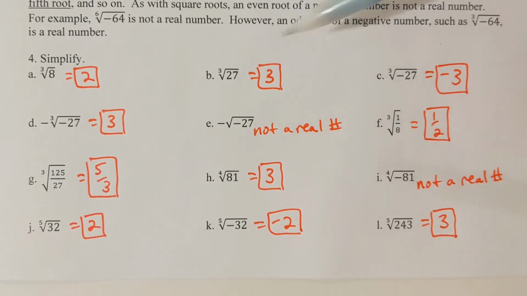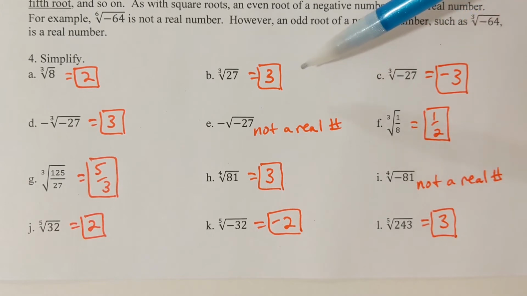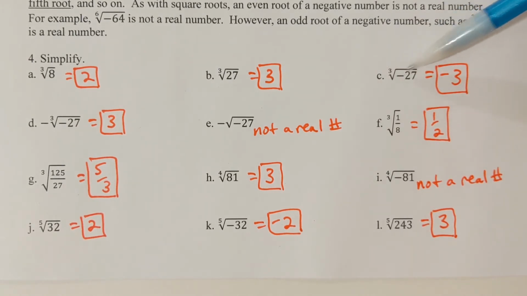The cube root of 27, that'd be 3, since 3 cubed would give me 27. If I take 3 times 3 times 3, that's 27. The cube root of a negative is a negative. So the cube root of negative 27, what number would you have to raise to the 3rd power that would give you negative 27? Well, that'd be negative 3, right? Negative 3 times negative 3 times negative 3 would give you negative 27. So the cube root of negative 27 would be negative 3.